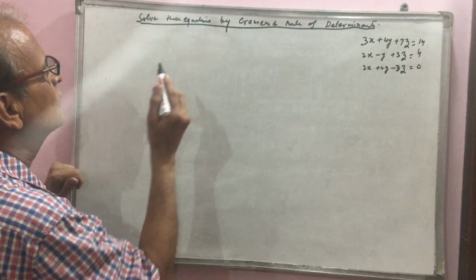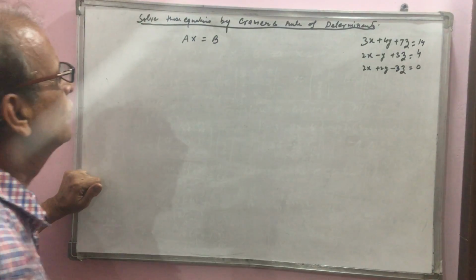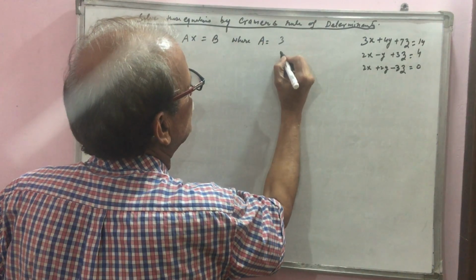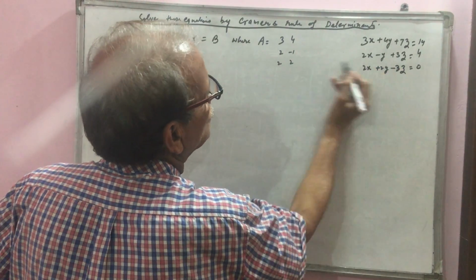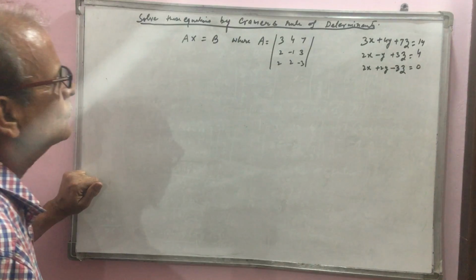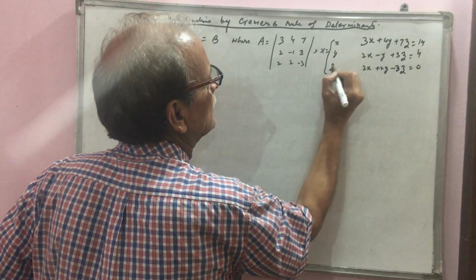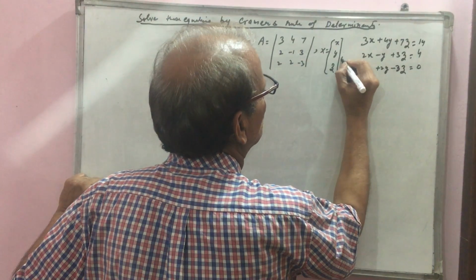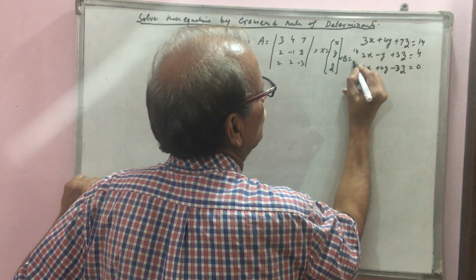So for this we must know one equation, AX = B, where A is equal to this determinant, and X is equal to x, y, z, three variables x, y, z, and B is equal to the right hand side constants.